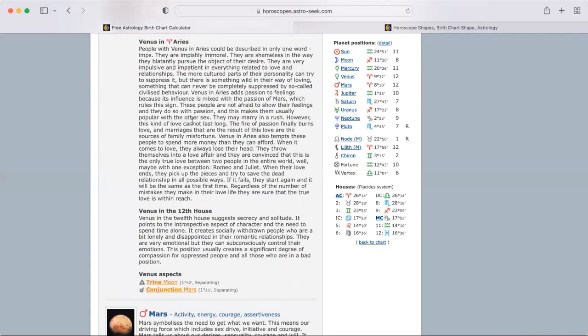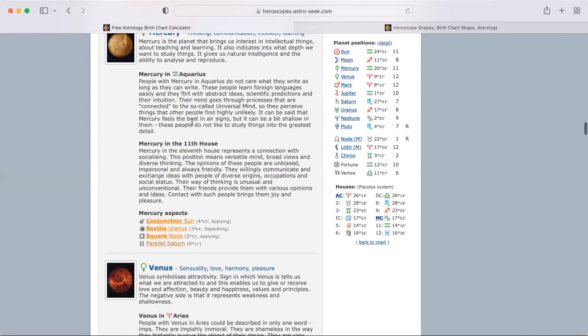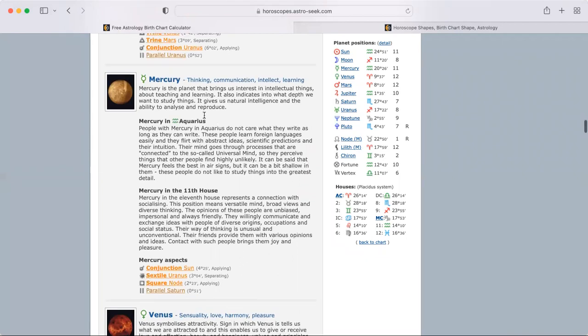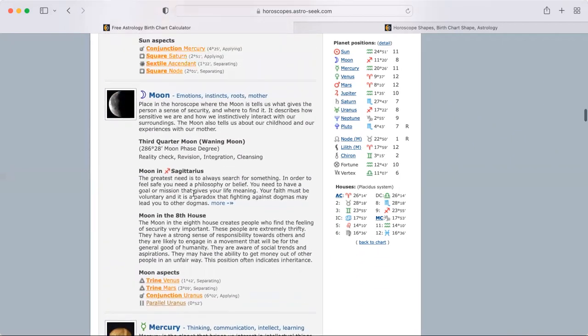And you want to read about what these things mean, right? Watch plenty of videos. This is how you familiarize yourself with this. You want to watch videos on YouTube or read about these placements, read about the aspects. It takes time though. It talks about the moon phase that this person was born under. They were born under a waning moon.